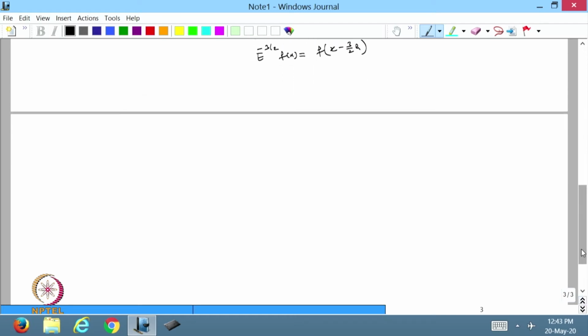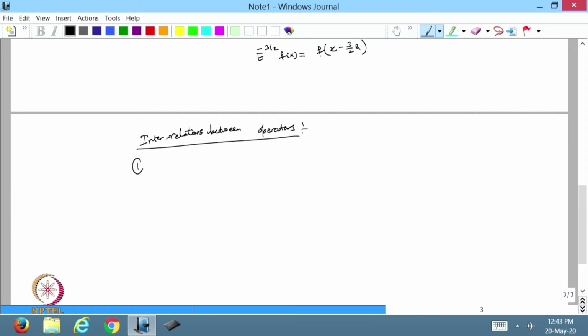Now, we want to find the relations. So I can define another topic, the interrelation between operators. What is the relation between the forward operator, the backward operator, and the shift operator? That we want to see. So this is the interrelations between operators.